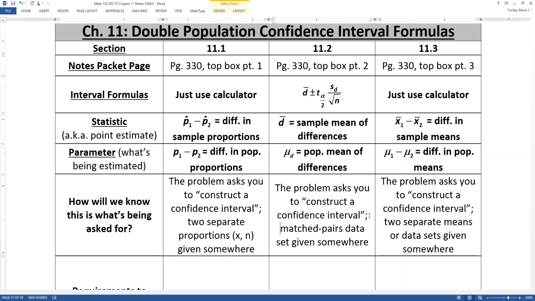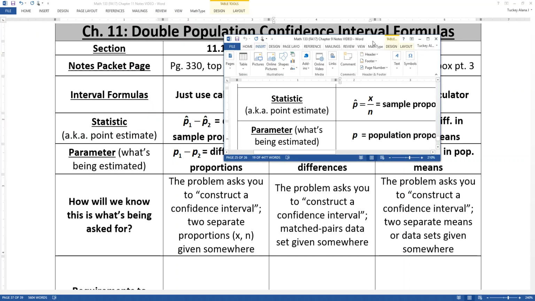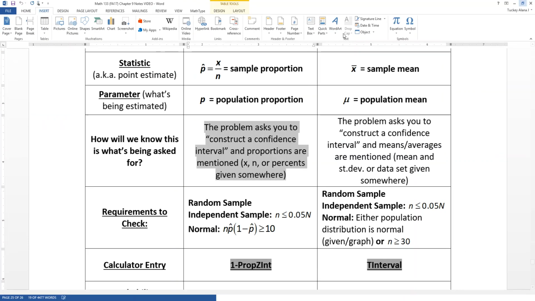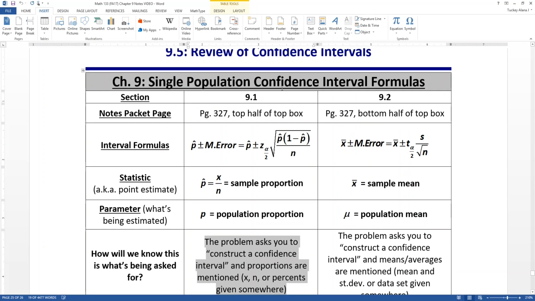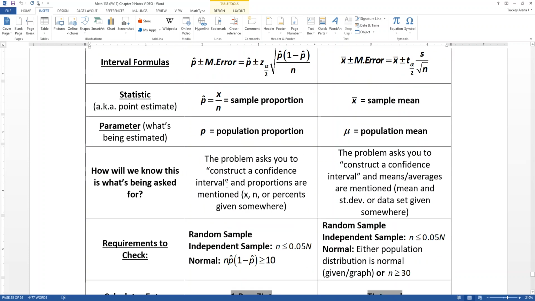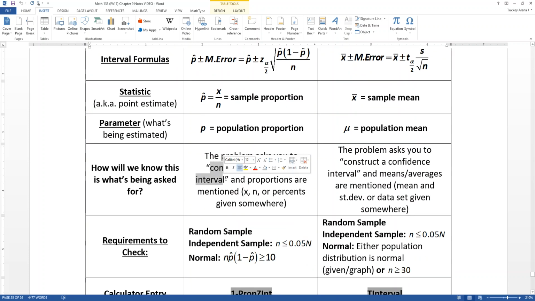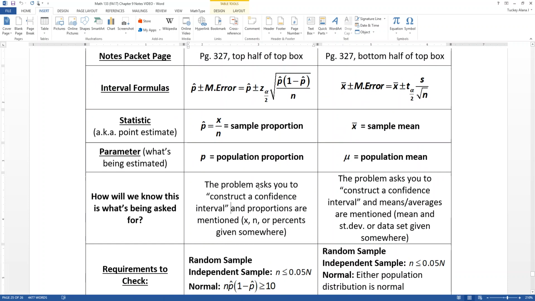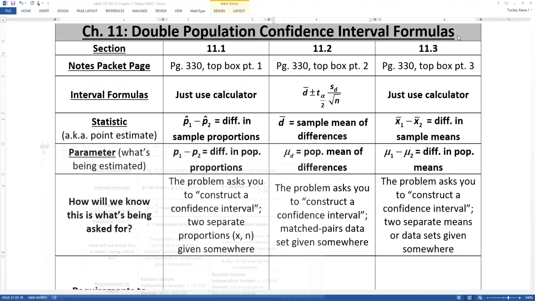Keep in mind, you also have to keep these straight from the chapter 9 values, which was constructing a confidence interval for single proportions and single means, which I have right here. So single proportions and single means, you still had the construction of a confidence interval, but it's only talking about one population, one group. Whereas chapter 11 is talking about two groups and how they differ from each other. Men, women, husbands and wives, before and after, that kind of stuff. That's chapter 11.